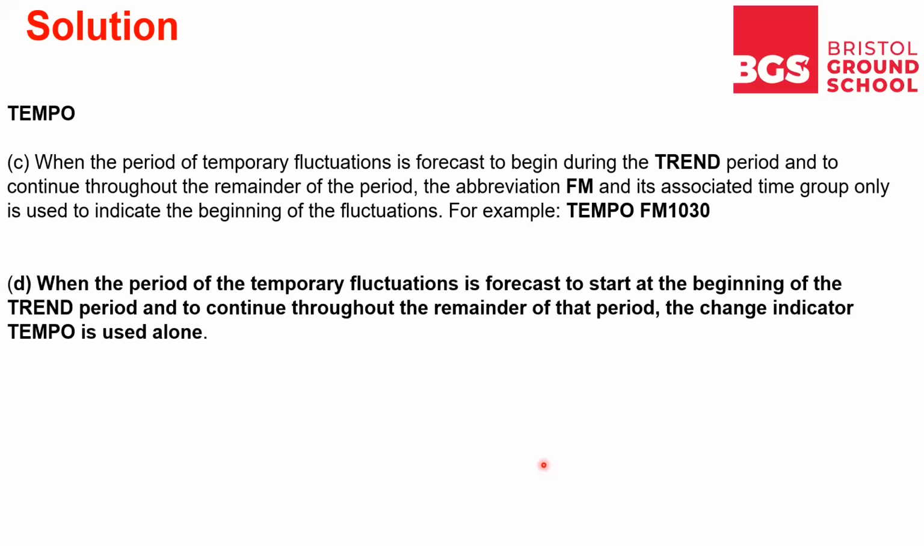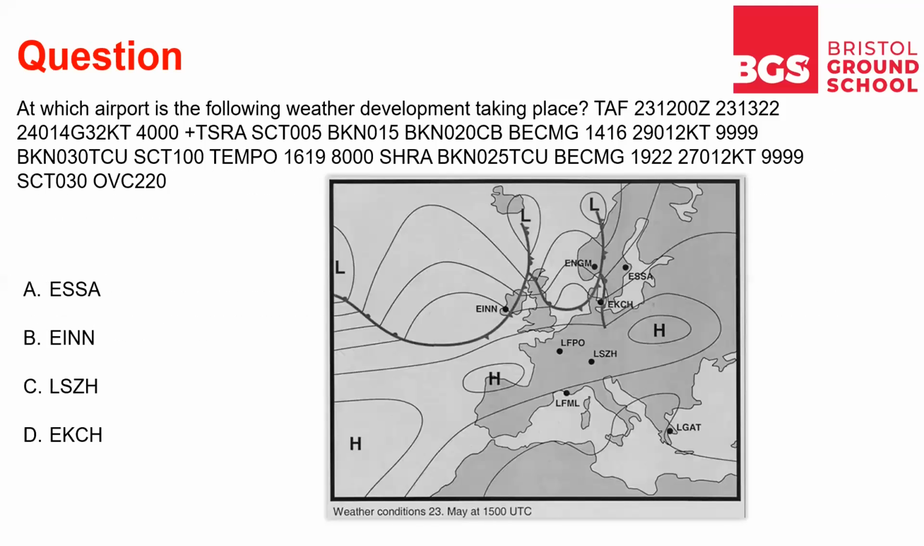When the period of the temporary fluctuations is forecast to start at the beginning of that trend period that they quote and to continue throughout the remainder of that period, then the change indicator TEMPO is used on its own with no FM, TL, or AT. So that's just cleared up the difference between BECMG and TEMPO. Let's go back to the question now.